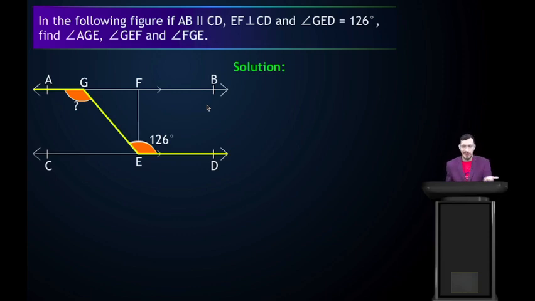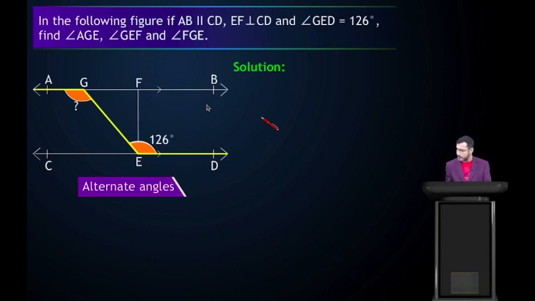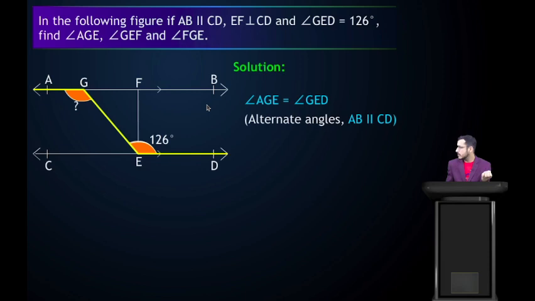Yes, that is also 126 degree, okay. You can see here A, G, E and D. So 126 degree and both the lines are parallel, that means angle AGE is also 126 degree. So we can find out the measurement of angle AGE by using alternate angles. AGE and GED are equal, that means 126 degree, okay.